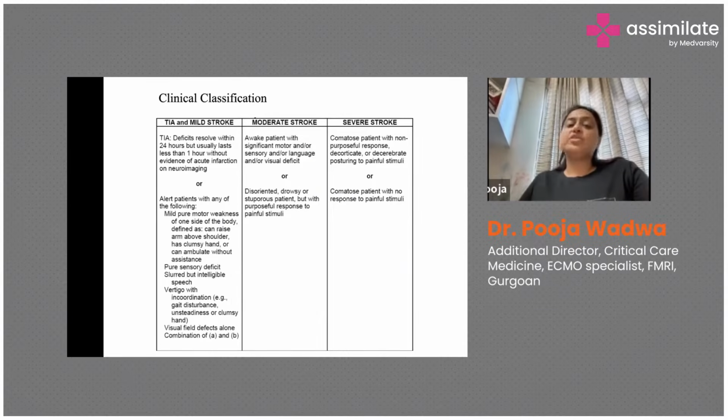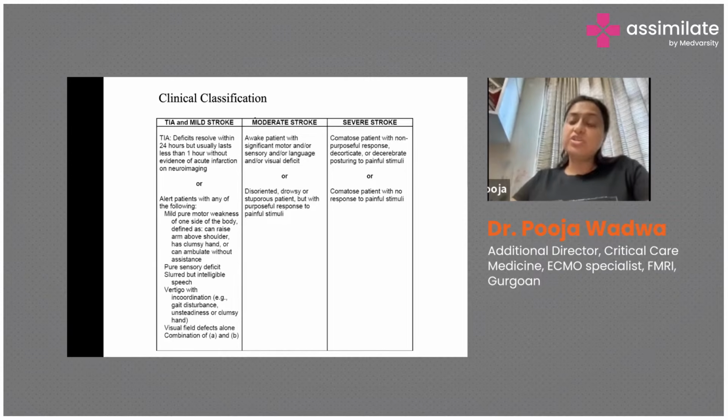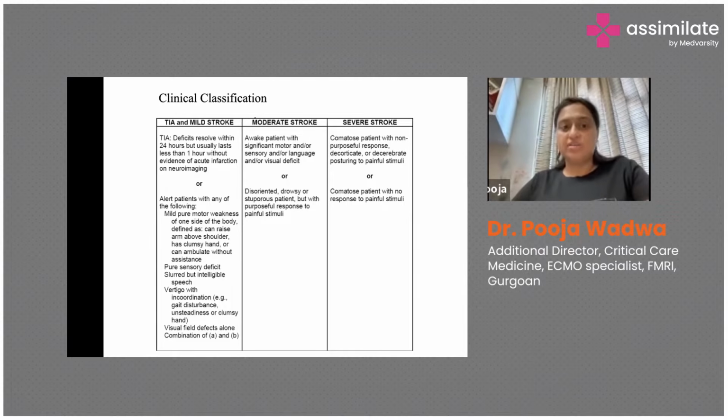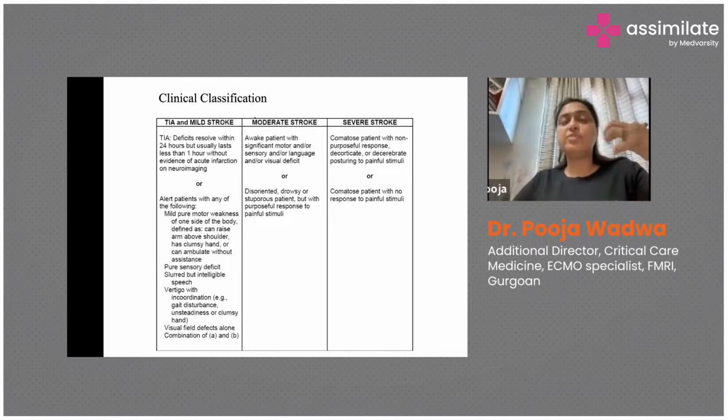Now, clinical manifestation. How do you classify stroke? It could be a mild stroke or a TIA, which resolves within 24 hours, moderate stroke, or a severe stroke. Now, TIA is deficits which resolve within 24 hours, but usually last less than 1 hour without evidence of infarction on neuroimaging. So, a patient may present to you with symptoms of stroke, but you get an imaging done, there is nothing, and within an hour or so he recovers. So, that is a TIA.